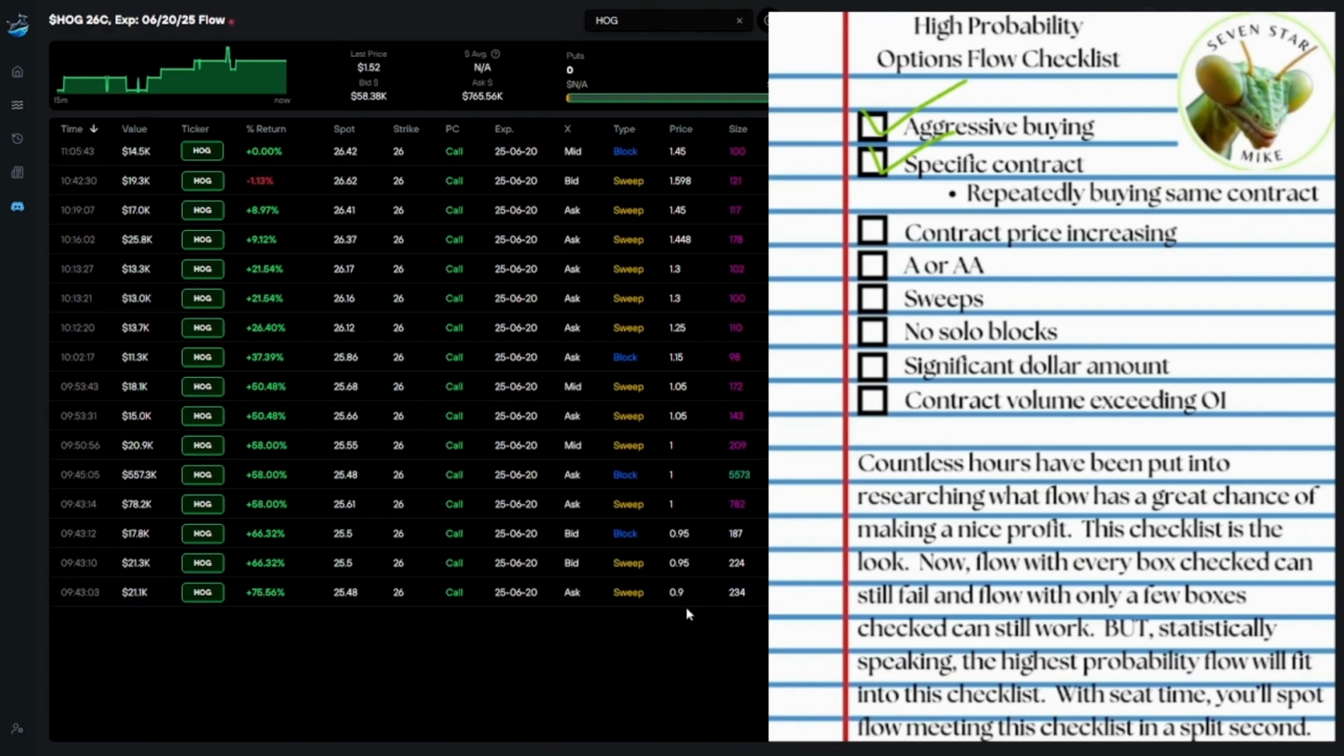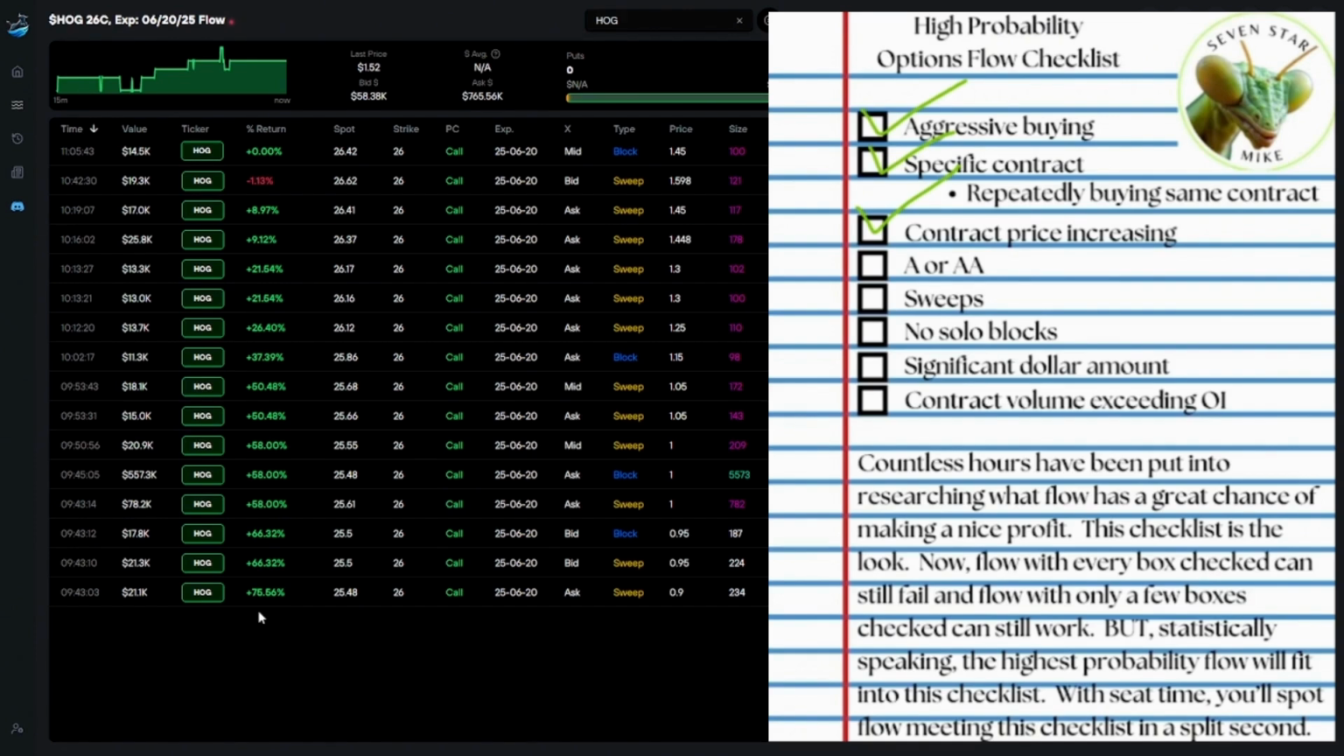Now, contract price increasing is one of the things I look for. So if we come over here, we see 90, 95, and $1. That's where I alerted it. After that, it still went up. $1.05, $1.15, $1.25, $1.30, $1.45, $1.60. So these were up 60%. You can see over here in this column from that initial buy, those are up 60. The first trader, he's up 75%.